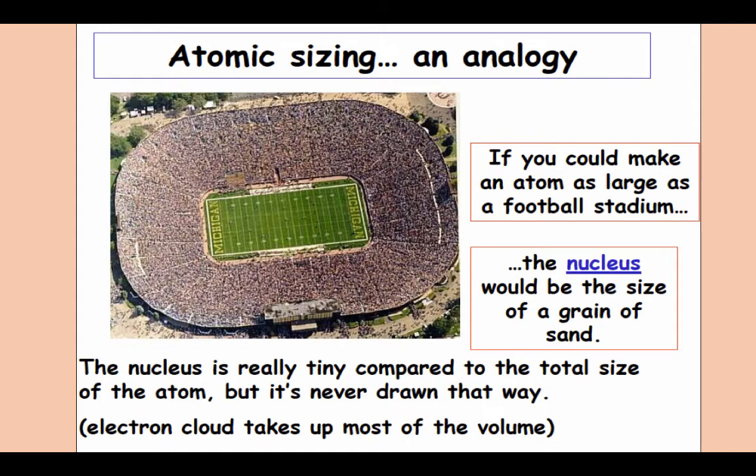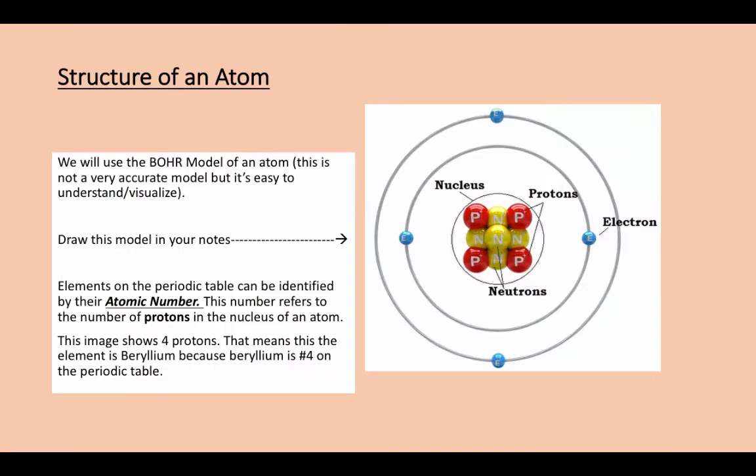outside the nucleus. Of course, we don't actually draw atoms that way. We draw atoms, as you can see in this model, so that you can actually see the protons and the neutrons. And you can see here that the size of the nucleus in this model is way bigger than it should be, but we do that so we can actually visualize what the atom looks like.